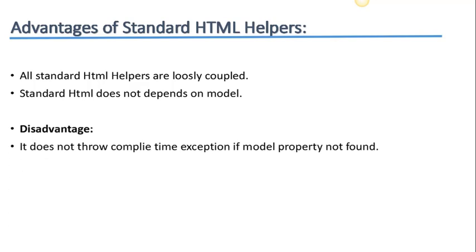So what are the disadvantages? It does not throw a compile time exception if the model property is not found. So if you directly bind the model with the standard HTML helper methods and then change anything in the model, it does not throw any exception at compile time.